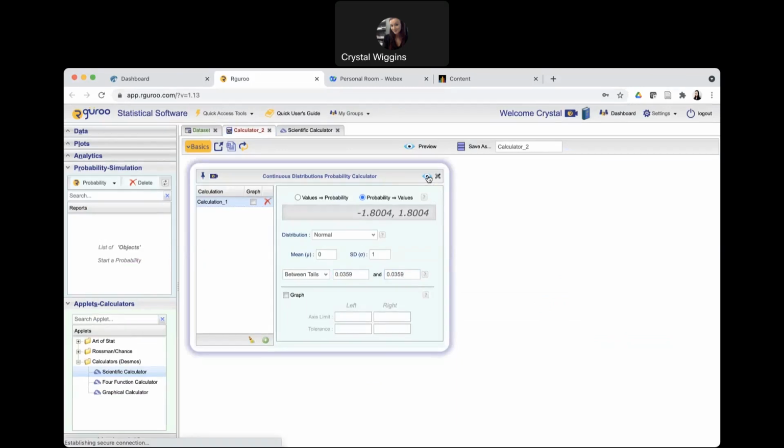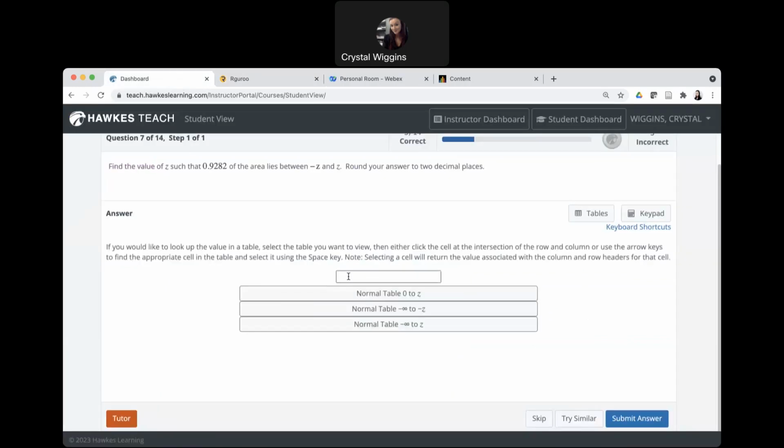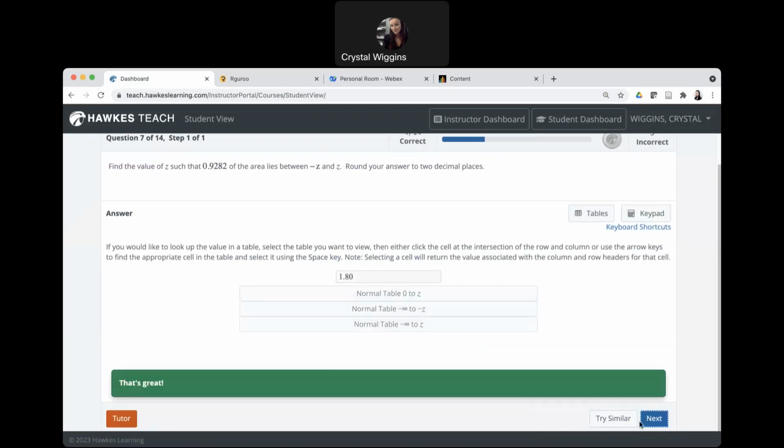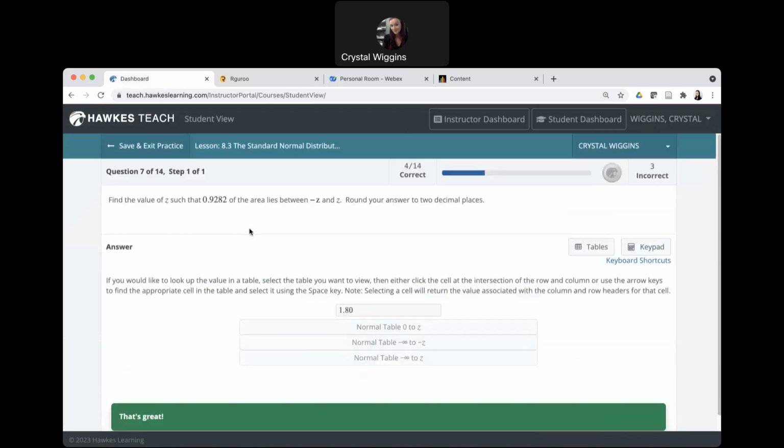And then when I hit my eyeball, I see that the z-scores that border this middle 92.82% or 0.9282 probability are a negative 1.80, again, z-scores are rounded to 2 decimal places, and a positive 1.80. When we put this into Hawks, however, because Hawks knows that they are the same number, just one negative and one positive, you only need to enter the positive version of the z-score. Awesome. Okay, let's head over to 8.4.